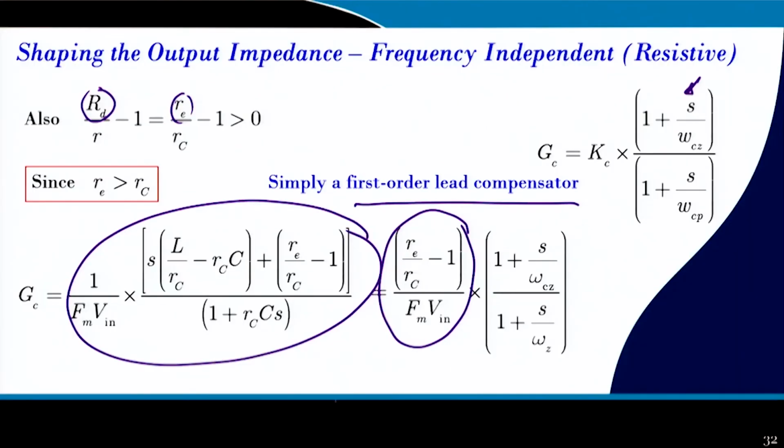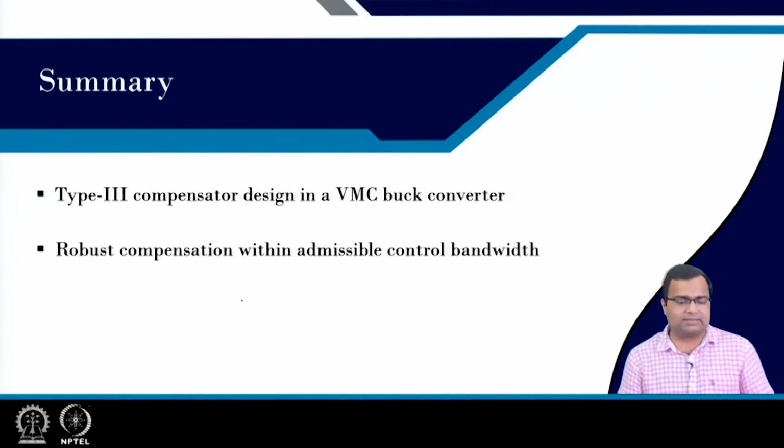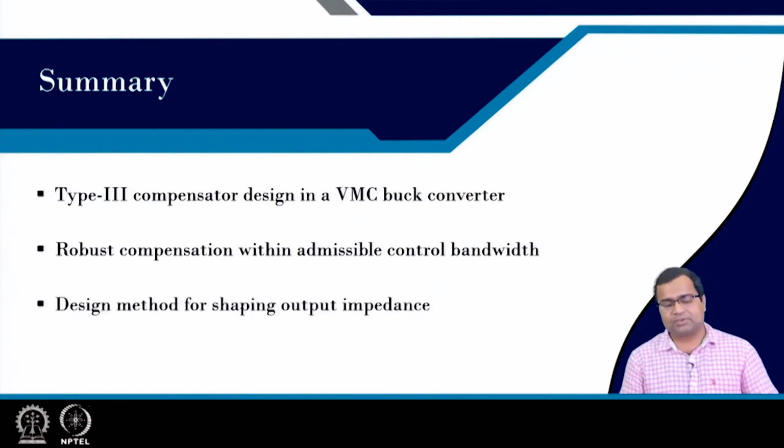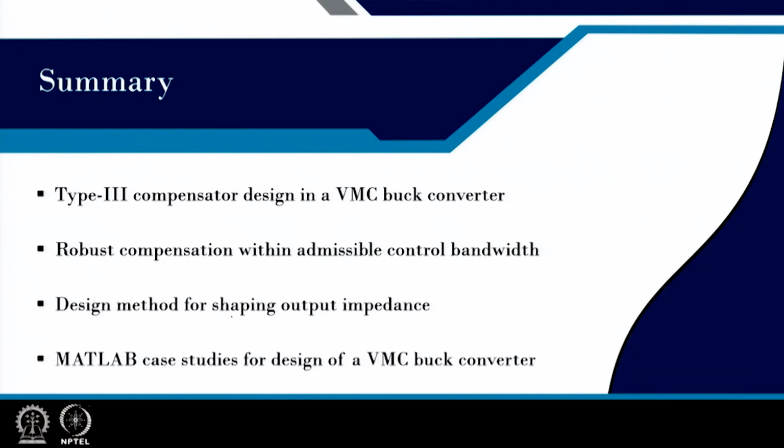Okay. So, with this I summarize: type 3 compensator design was discussed, then robust compensation within the admissible control bandwidth was discussed, the design method for shaping output impedance was discussed, and then a MATLAB case study for design of a voltage mode buck converter was discussed in detail. On different designs we have considered the MATLAB case study.